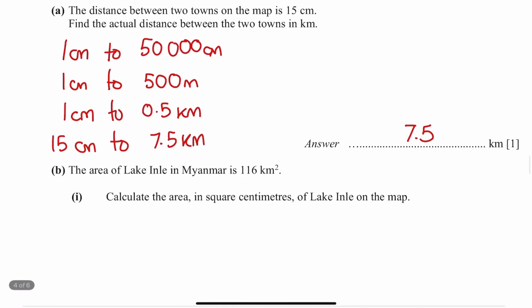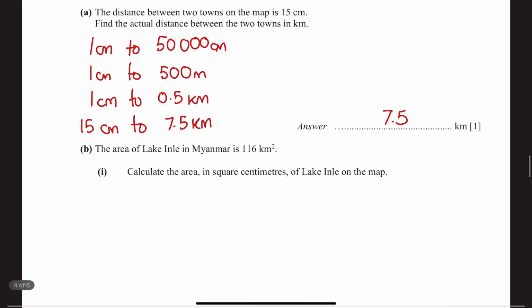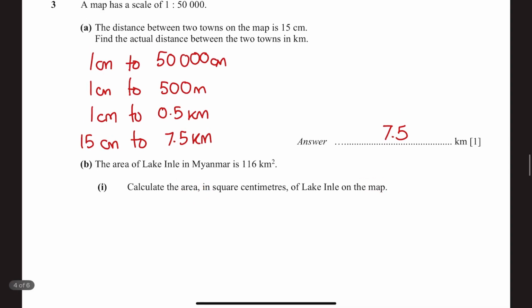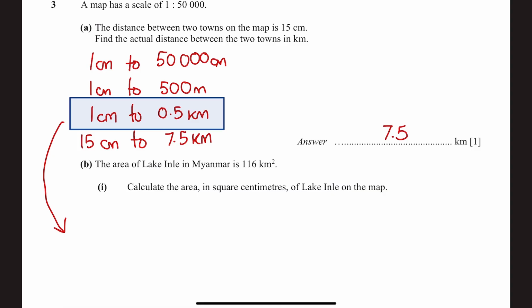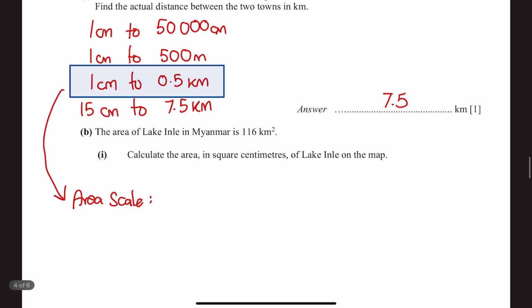Okay, next one. I'm given area. Find the area on the map, which means that now I need to go from a length scale to an area scale. Since I'm given a km square, I will choose the length scale over here. Let me highlight in blue. I will choose this length scale here to get area scale. Okay, I will square the length scale. So area scale, I will square the length scale here. So this means that 1 cm square is to 0.5, square this whole thing, I'll get 0.25 km square.